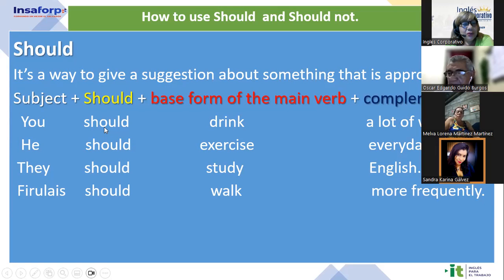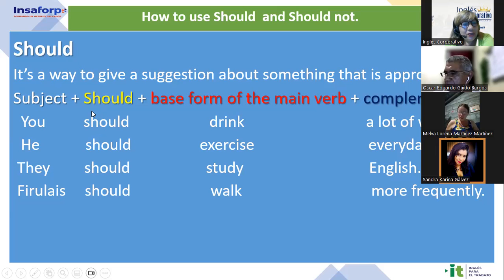In other words, if you use should, you suggest or you recommend. You should drink a lot of water. He should exercise every day. They should study English. Pirulize should walk more frequently. Okay, Pirulize is the name of a dog.